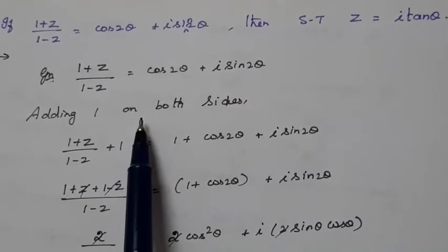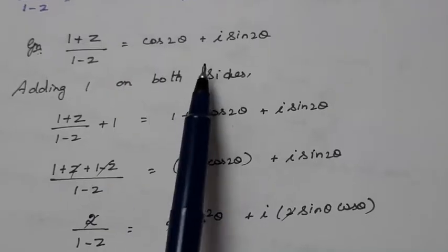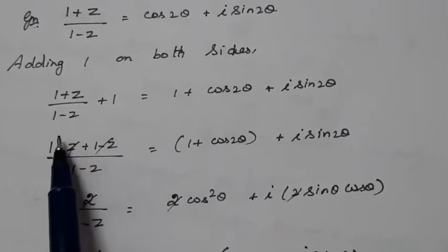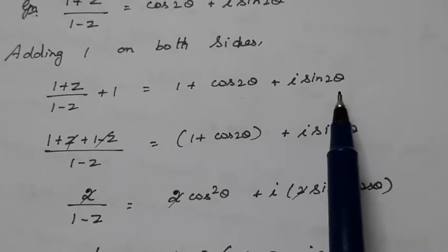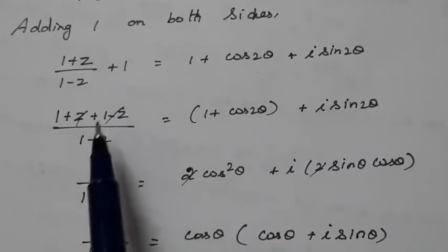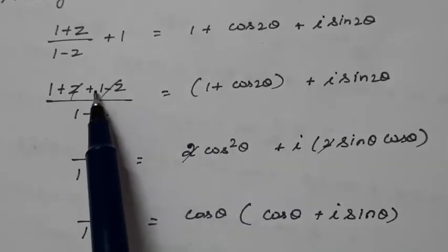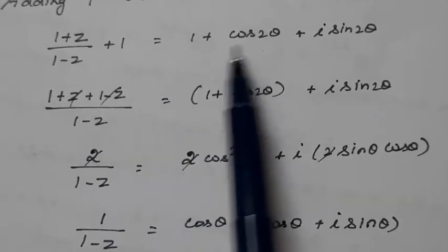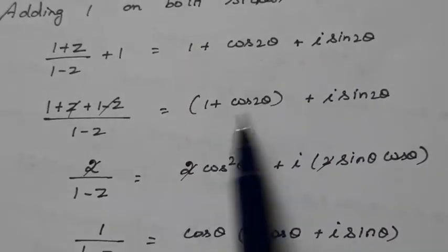So in order to do this problem, we have to do a small adjustment. Just add 1 on both sides. So (1 plus z) by (1 minus z) plus 1 is equal to 1 plus cos 2 theta plus i sin 2 theta. Now simplifying this, taking LCM 1 minus z, the numerator would be 1 plus z plus 1 minus z. Now let us group these terms, 1 plus cos 2 theta, that is being real, let us group this.